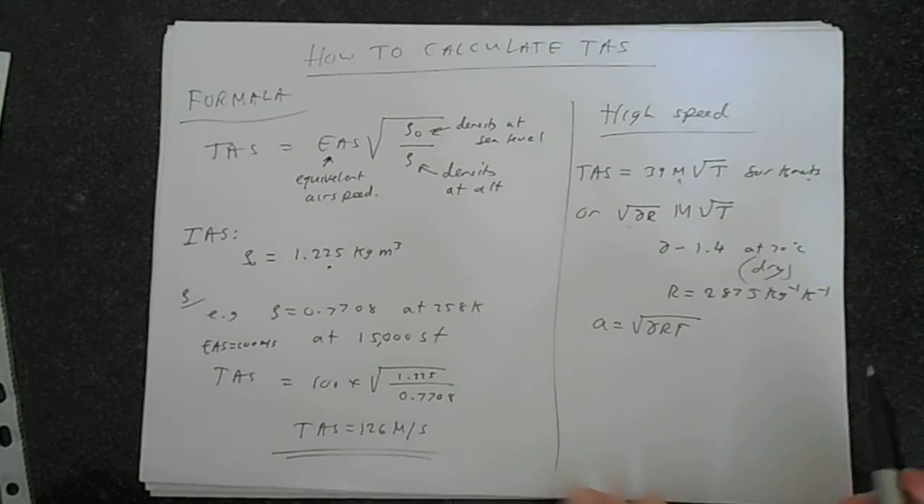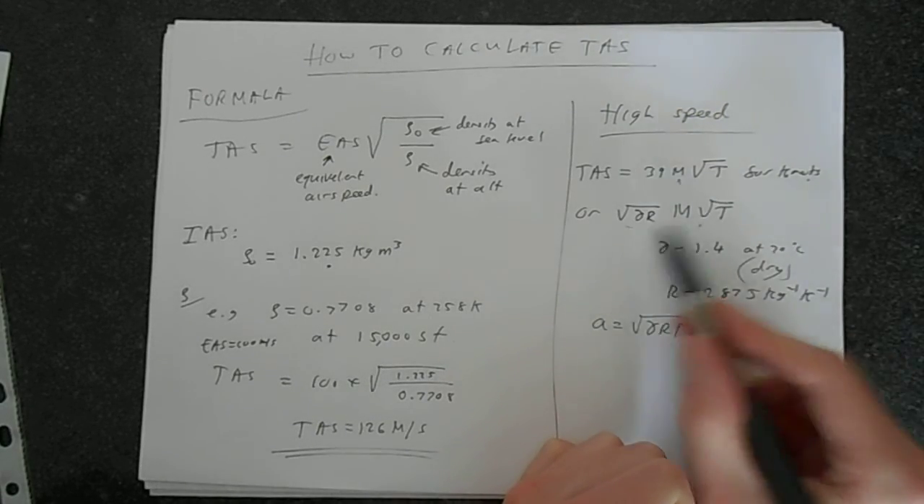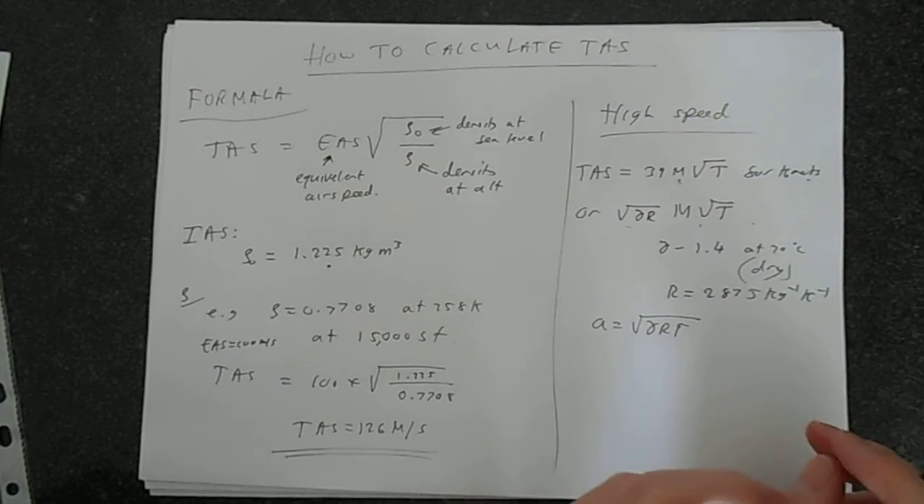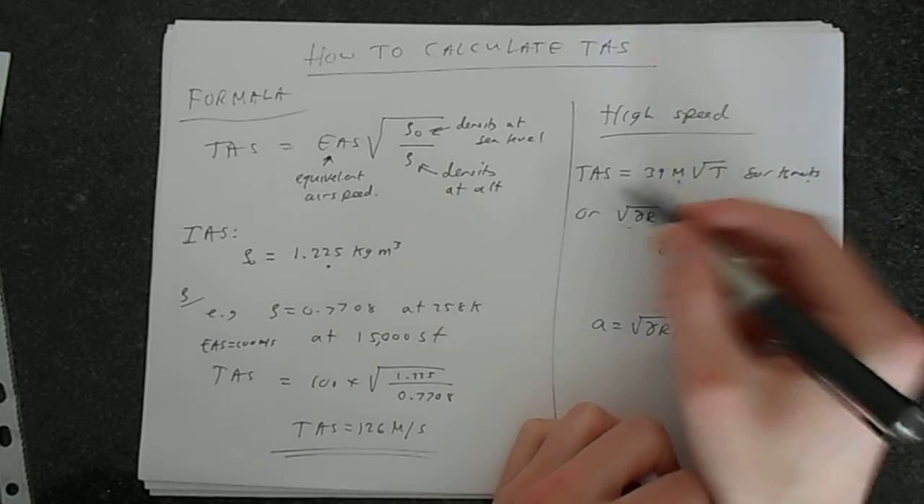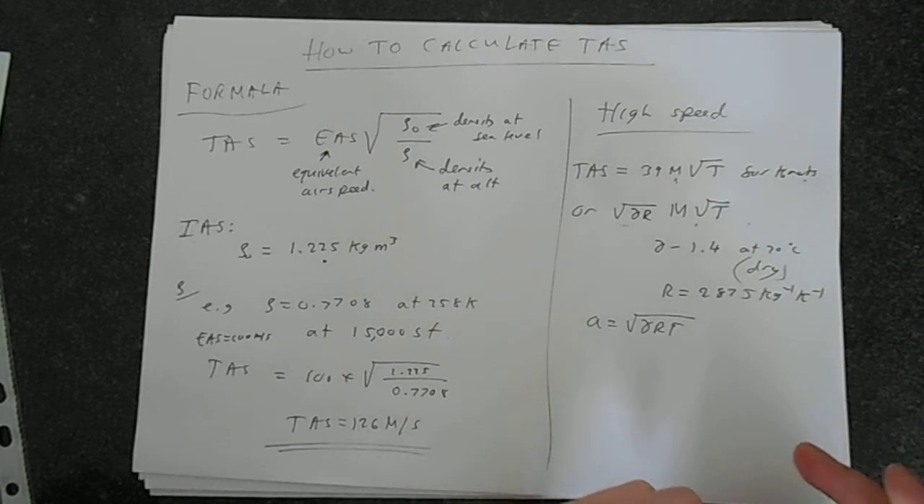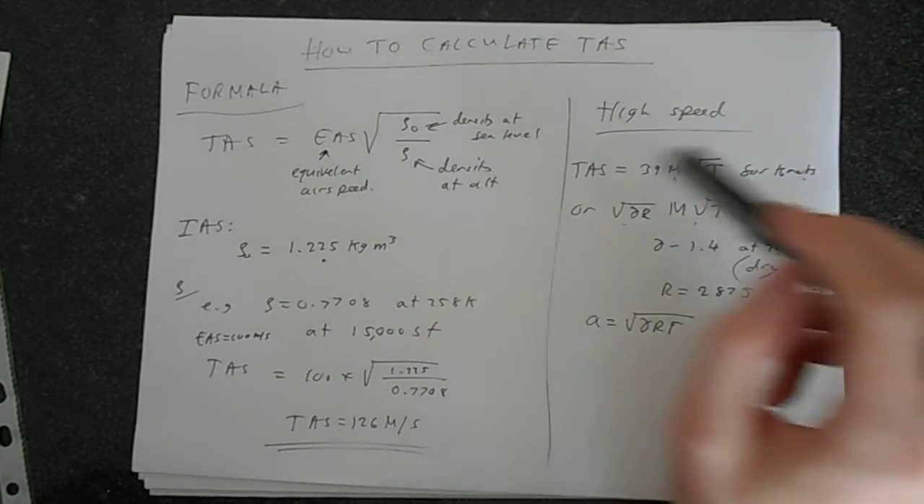If you're working in knots, you can use this formula, or you can use this formula, work in consistent units. This has been derived from various assumptions. Okay, so that's how you calculate the true airspeed of an aircraft flying subsonic or at high speed.